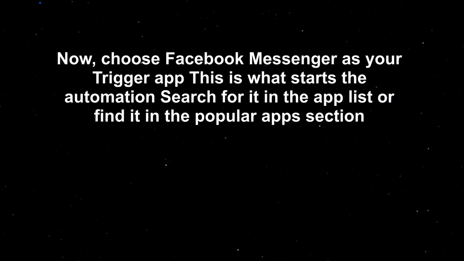Once you're in, click on the big, inviting Create Zap button. This will kickstart the process of building your automated workflow. Now, choose Facebook Messenger as your trigger app. This is what starts the automation. Search for it in the app list or find it in the popular app section.